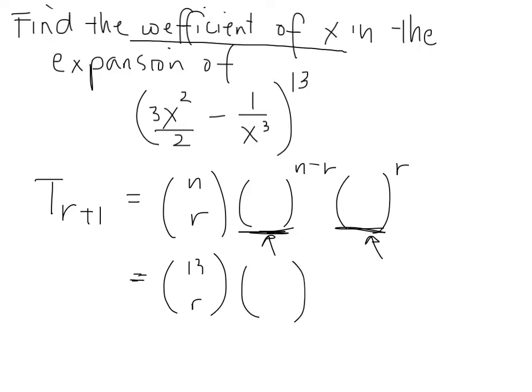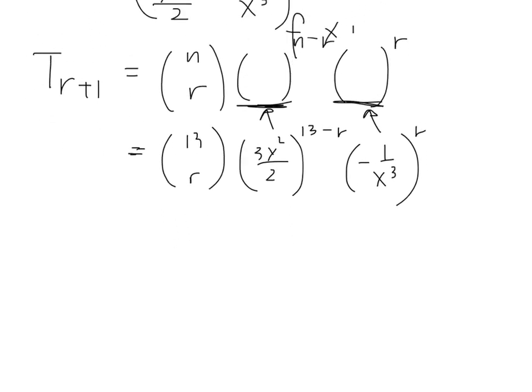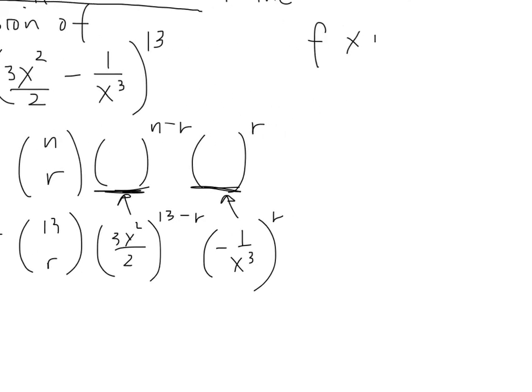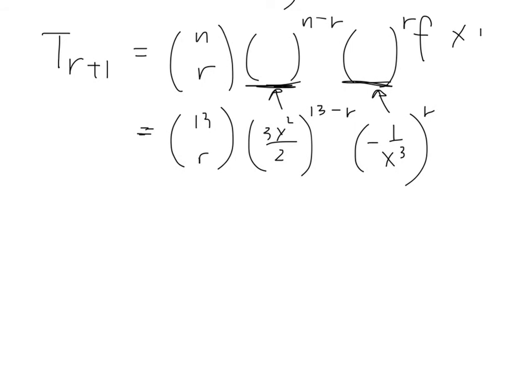So what is the first term? First term from the given binomial: 3x squared over 2, but this will be raised to n minus r. We know n is 13, but we don't know the r, so just copy minus r. Now the second term is negative, so take note, we are using the negative: 1 over x cubed, and since we don't know the r, just copy the r. So we're almost there.